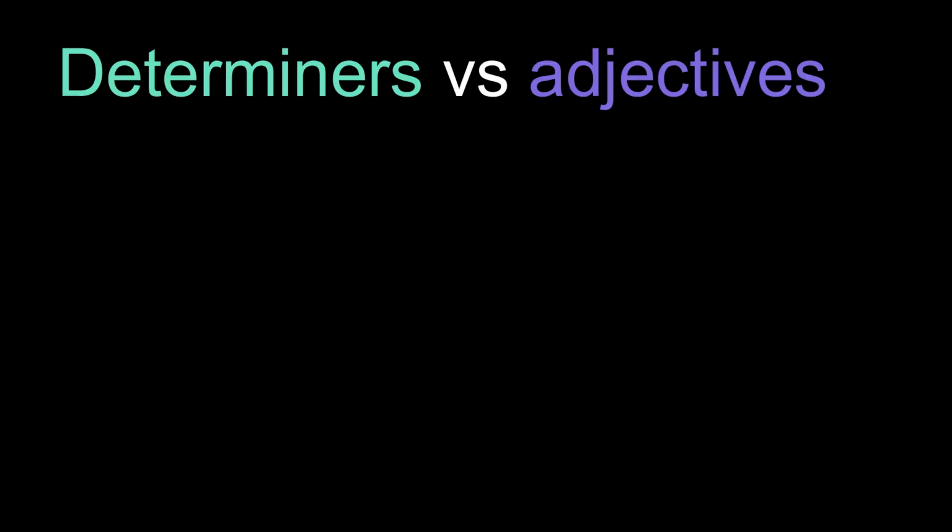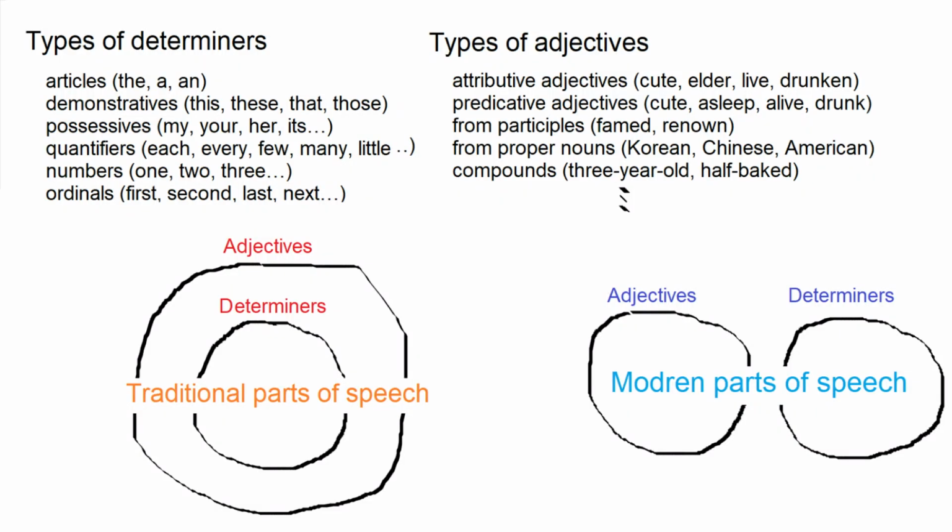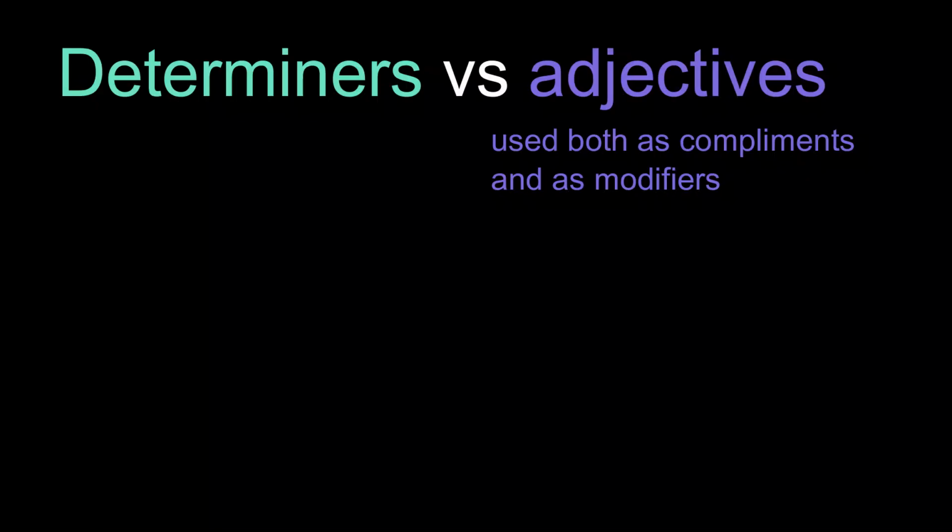Determiner order. Determiners versus adjectives. Traditionally, determiners were viewed as a subtype of adjectives, since both determiners and adjectives modify nouns. But their syntactic usages are quite different from adjectives. Adjectives can be used as complements as well as modifiers, but determiners can serve only as modifiers.